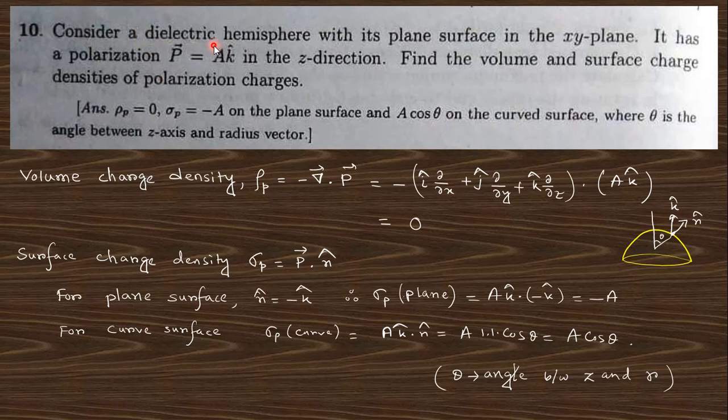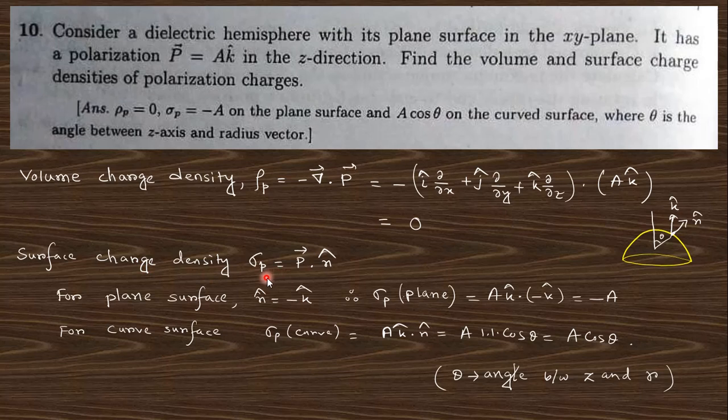Consider a dielectric hemisphere with its plane surface in the xy plane. It has polarization in the z direction. Find the volume and surface charge density. You know the volume charge density equals minus divergence of P, where P is the polarization. If you put the value of polarization, it is a constant k, so del by del z of this constant gives you 0. So finally the volume charge density is 0.